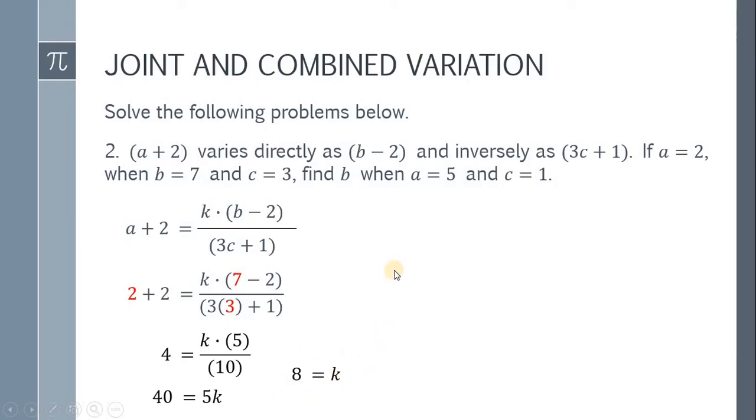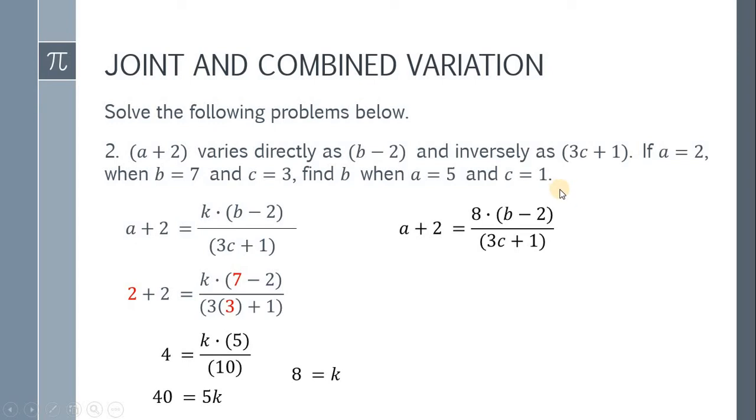After that, ipapalit lang natin dun sa ating equation. So, we have A plus 2 is equal to 8 times B minus 2 all over 3C plus 1. Now, since meron tayong equation, wala na tayong variable K, pwede na natin sagutan yung tanong. So, ano ba yung question? Find B when A is equal to 5 and C is equal to 1.